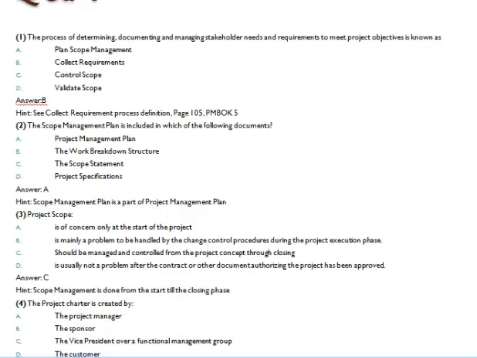The next answer: it should be managed and controlled from the project concept through closing. Yeah, that one I agree with. But let's see the next option. Project scope is usually not a problem after the contract or other document authorizing the project has been approved. That's cool. But C is definitely correct. So I'm sticking with C. If you have any other answer, just comment below and I'll be able to discuss further.